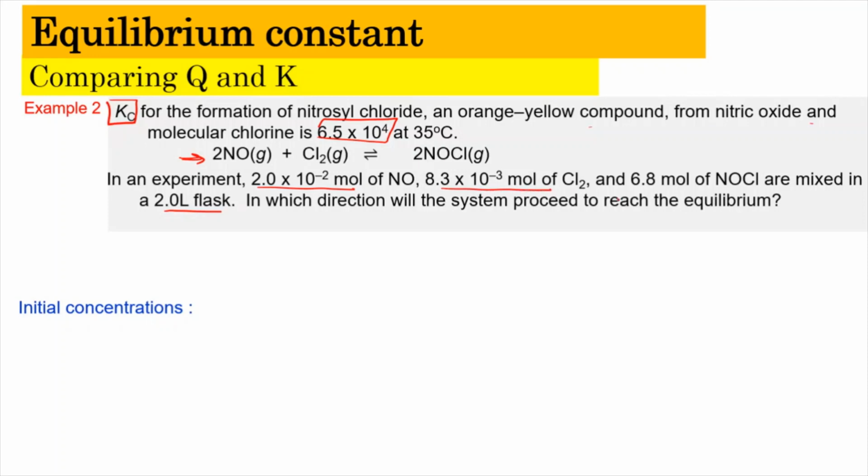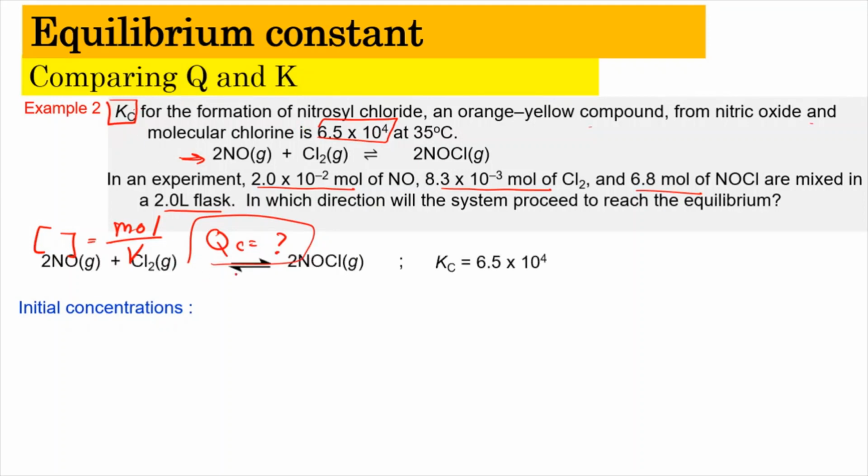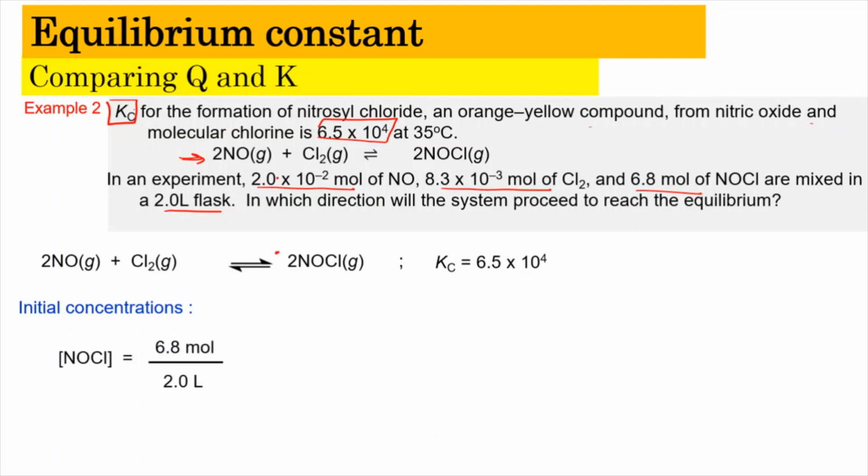So we know that we get our concentration by dividing mole by the volume. We need to determine in which direction the system will proceed to reach equilibrium. So we need to find the value of QC, and then compare that with our KC, which is given here. So this is our equation as well as our Kc. In order to find the initial concentration, we divide our number of mole by the volume.